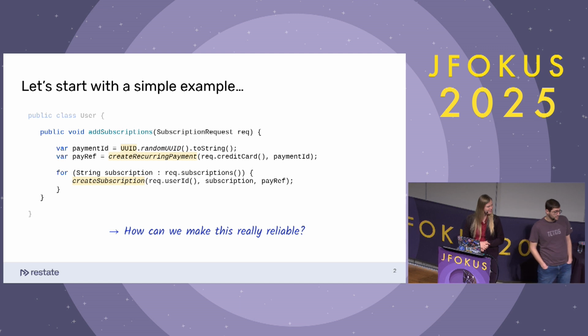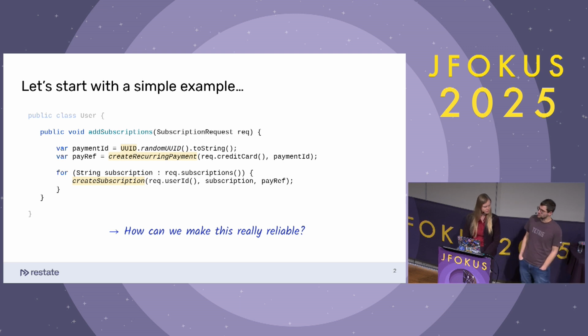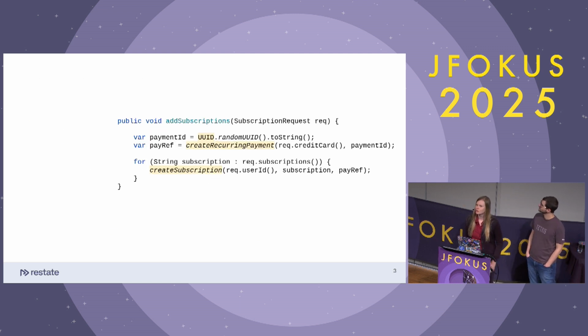Well, another one, for example, could be that this add subscriptions is called after the user clicks on some web page in the browser, and maybe the user is just impatient and is clicking more than once on this add subscriptions. So this happens to run concurrently, for example. So these are a few of the issues. Let's go a bit into detail on what sort of things we would need here to make this reliable.